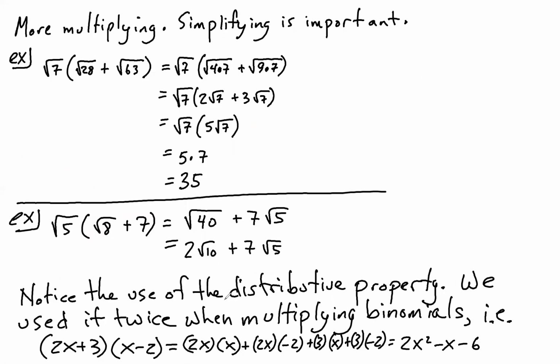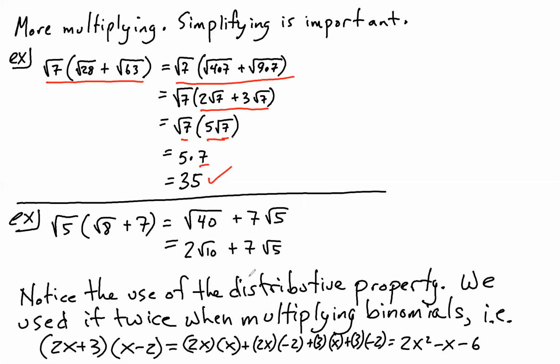So some more stuff about multiplying. We have 7 times radical 28 plus radical 63 right here. We do some simplifying. Combine up our like terms, 2 radical 7 and 3 radical 7 gives us 5 of them. Radical 7 times radical 7 is 7. 7 times 5, and we end up with 35.